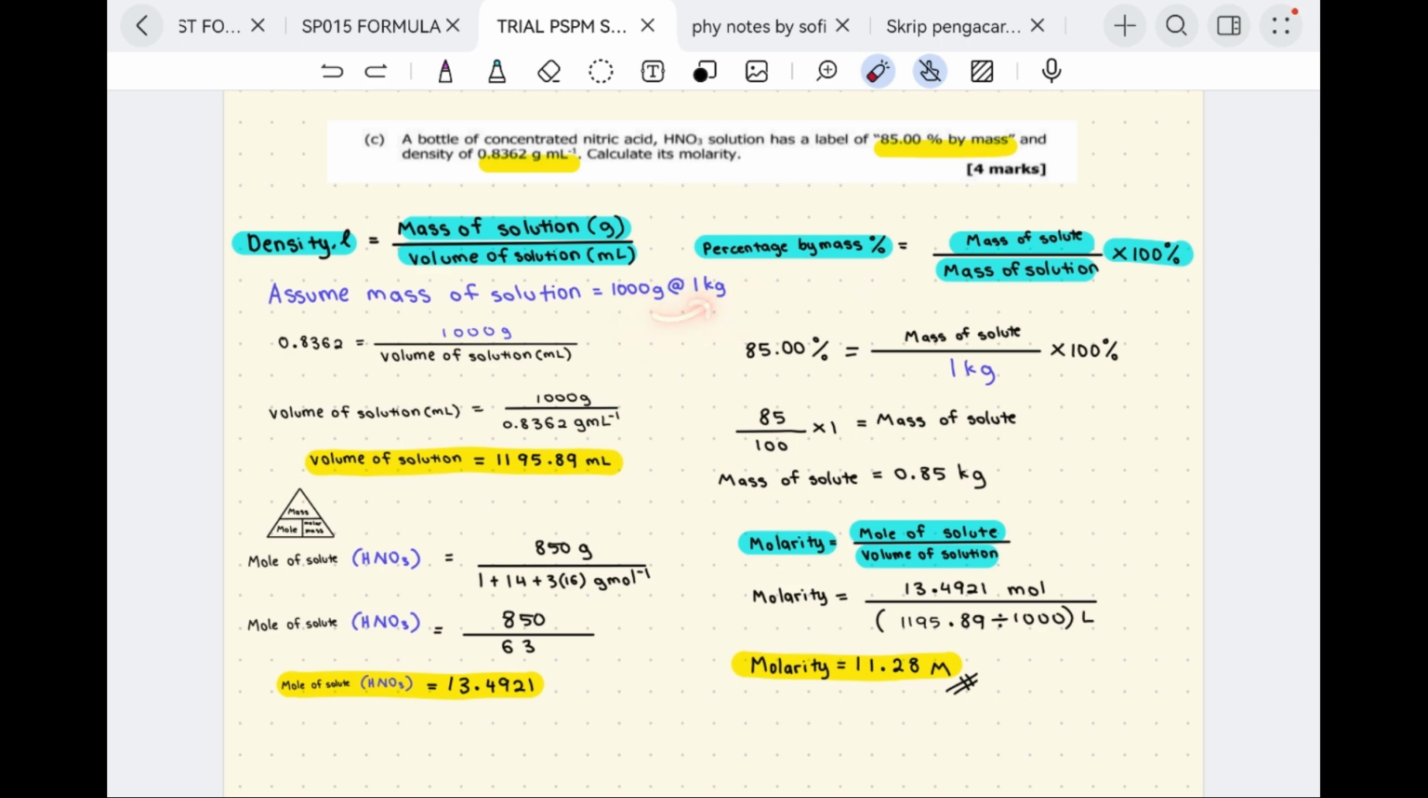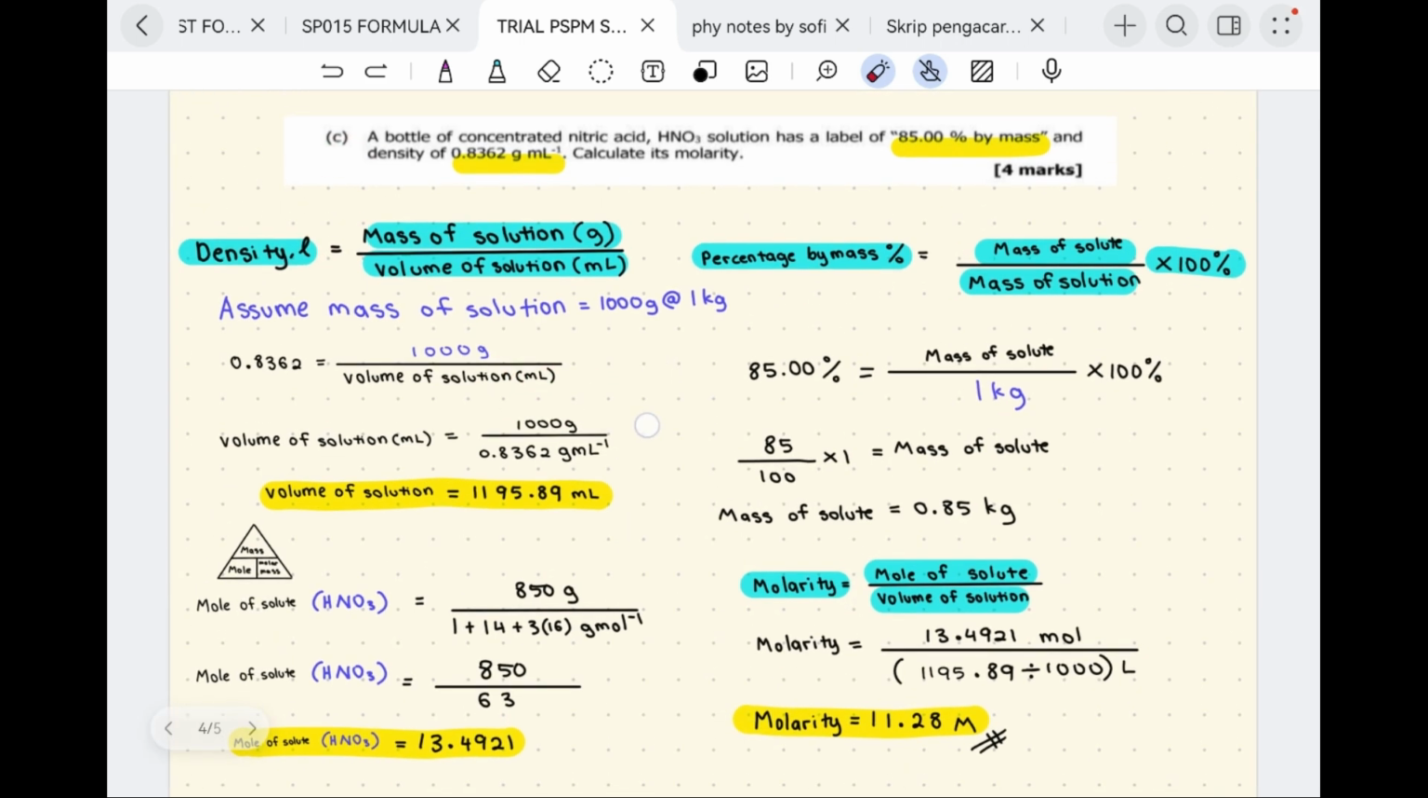Okay. So first I want to dig out the information from density. From the density value, I already assumed that the mass of solution is 1000 gram, and now I can find the volume of solution by doing simple math, moving it to the right hand side, and then I will get the volume of solution as 1195.89 milliliter. The reason why I use gram but not kg here is because I'm following the original unit of density, which is gram per milliliter. So I need to follow the unit of the density in order to use the formula.